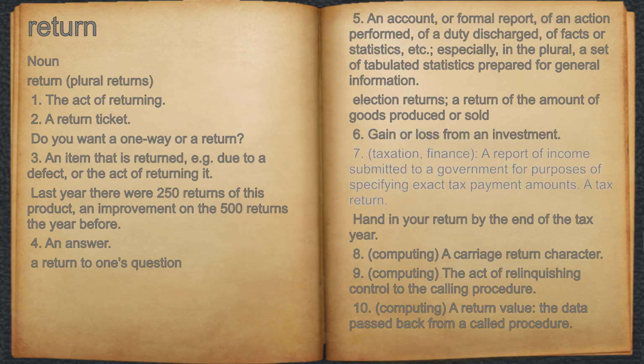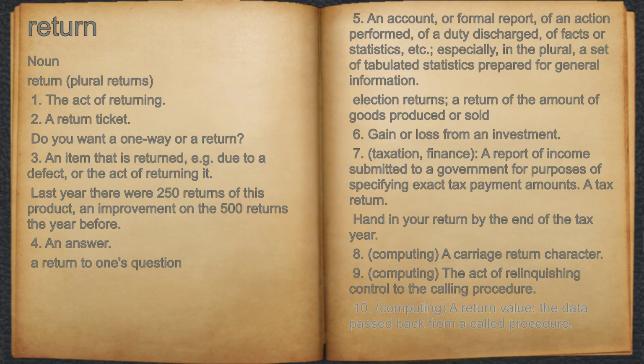7. Taxation, finance. A report of income submitted to a government for purposes of specifying exact tax payment amounts. A tax return. For example, hand in your return by the end of the tax year. 8. Computing, a carriage return character. 9. Computing, the act of relinquishing control to the calling procedure. 10. Computing, a return value, the data passed back from a called procedure.